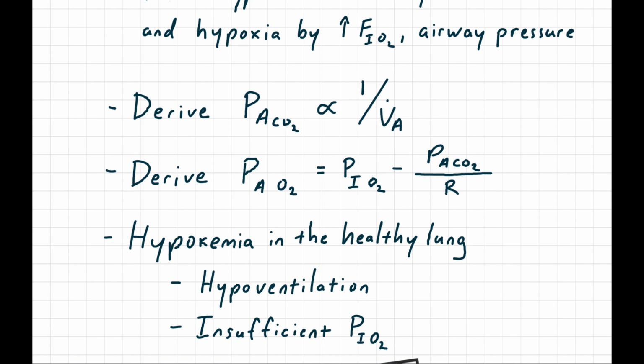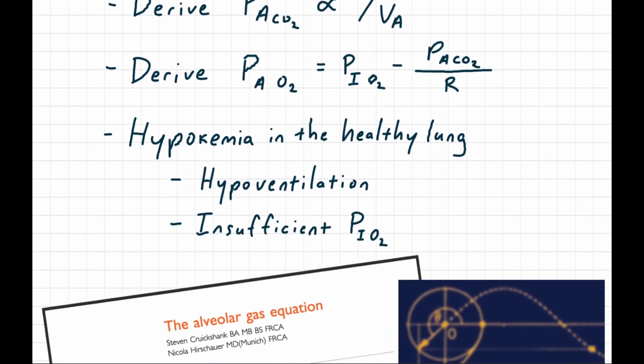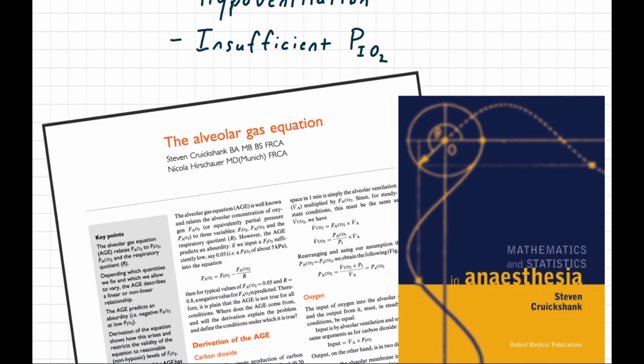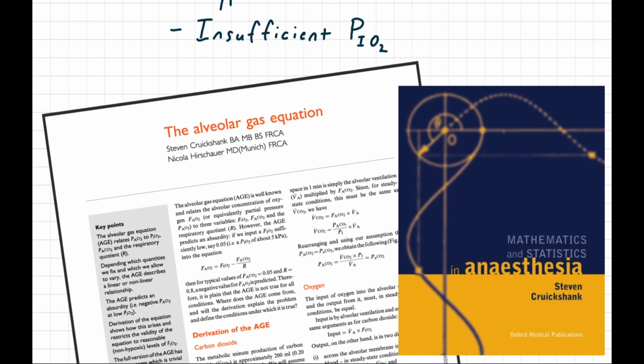You can find these derivations in any number of review articles and respiratory physiology texts, but if you're looking for a quick refresher on paper, I recommend this continuing education piece by Drs. Cruikshank and Hirschauer in Newcastle. It's published by the British Journal of Anesthesia. Cruikshank, of course, is also the author of an excellent textbook on mathematics and statistics in anesthesia.